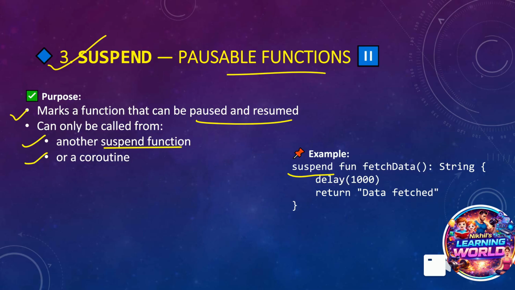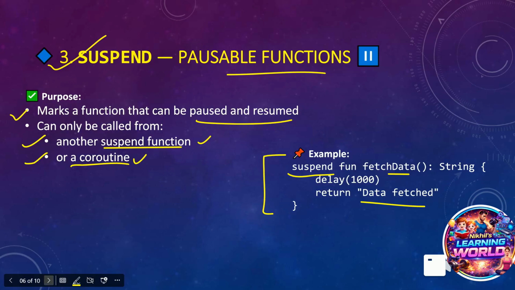So at that time, to call another suspend function, we can use the suspend keyword within a coroutine, we can suspend. Okay, at that time we can use this suspend keyword. You can see here an example. Suspend is a keyword and we can use it with the function, right? So suspend function fetchData, string, delay 1 second, return data fetching. Okay, so in this way we can use the suspend keyword.